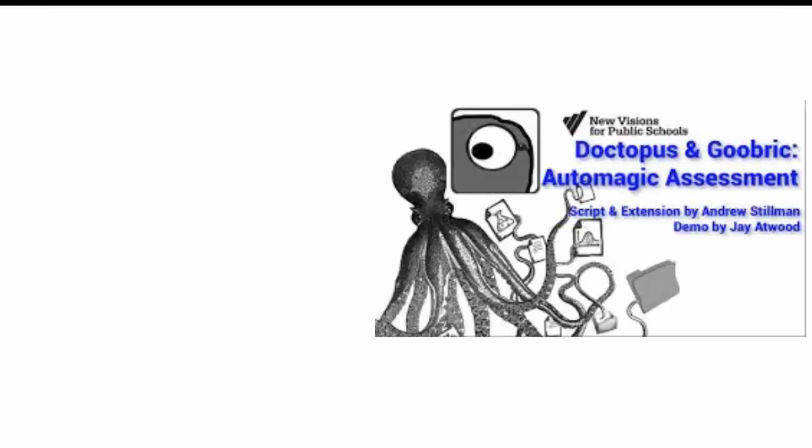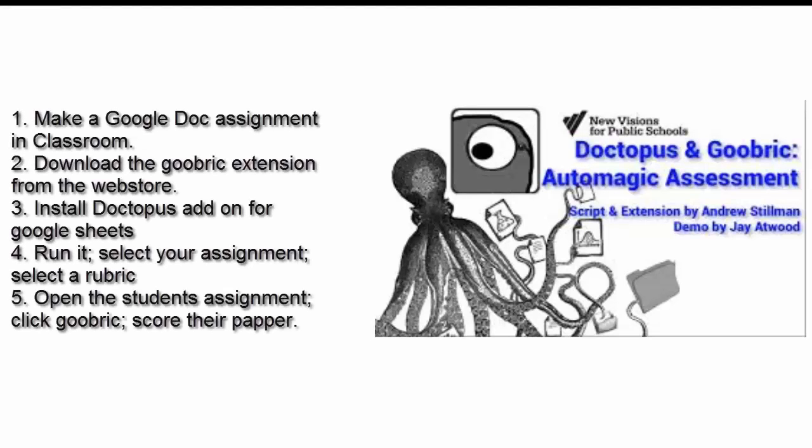The next add-on we have for you is Doctopus, which is really a combination between an extension and a Google Sheet to make a rubric for your Google Documents. It sounds a little complicated, and it can be, but you have to follow the steps. And the first thing is, if you're going to make an essay or writing assignment that you want to grade with a rubric, you can assign that inside of Google Classroom.